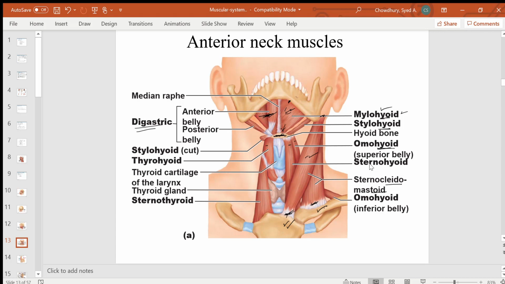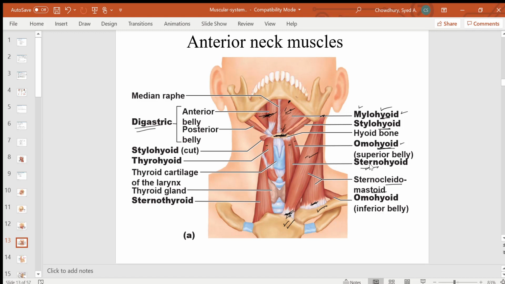Okay, so you see here mylohyoid, stylohyoid, omohyoid, sternohyoid. Okay, sternohyoid, from the sternum to the hyoid bone, sternohyoid. Okay, so those are the main anterior neck muscles. The one I'm repeating again that covers the whole anterior of the neck, a thin muscle, that is called what?